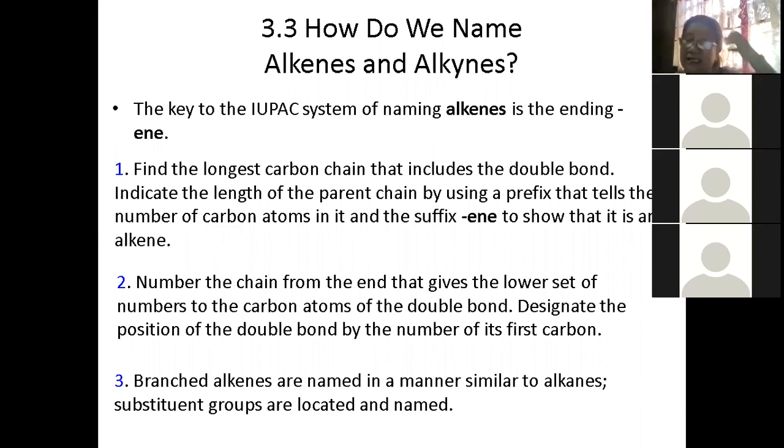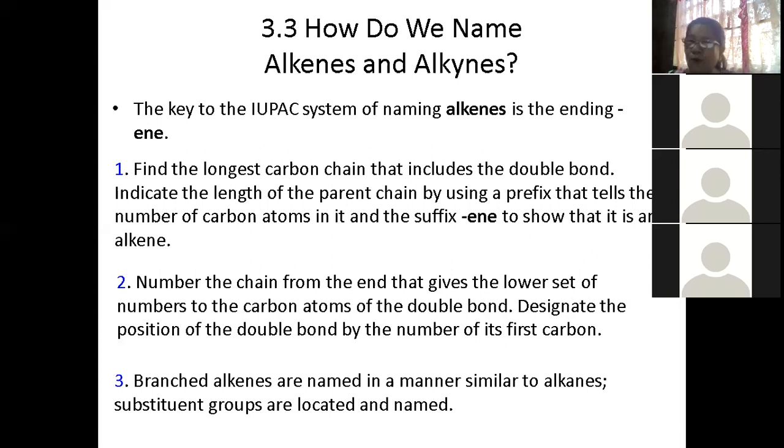That is for the alkane. For the alkene, you include the double bond. So find the longest carbon chain that includes the double bond, and of course, it will end with E-N-E. The numbering of the chain should give the lower set of numbers to the carbon atoms of the double bond. To make it understandable, for instance, you have CH3, CH, then double bond, then CH.